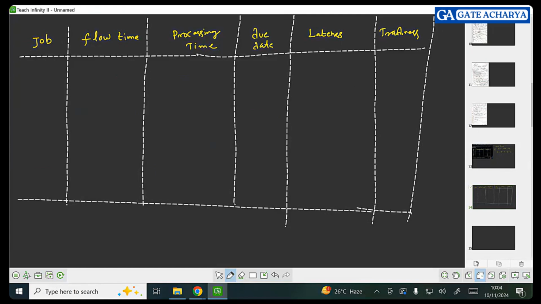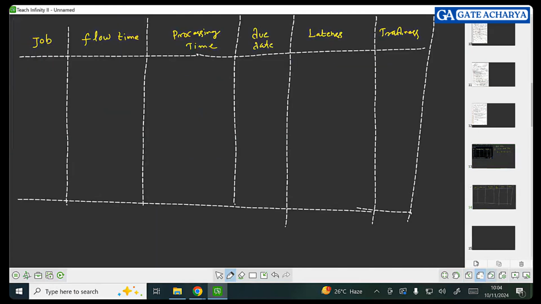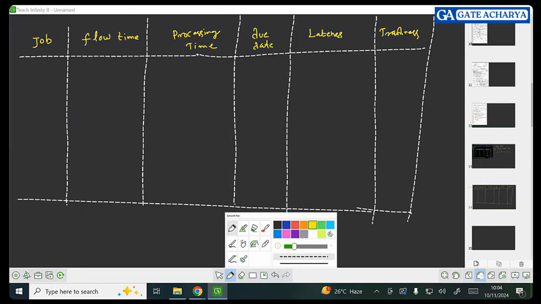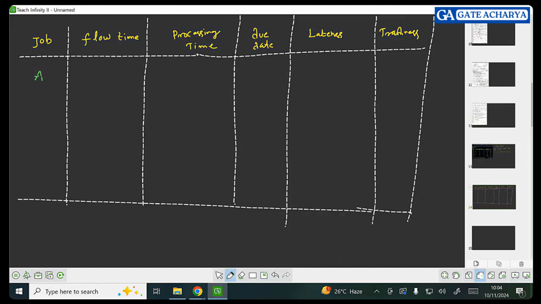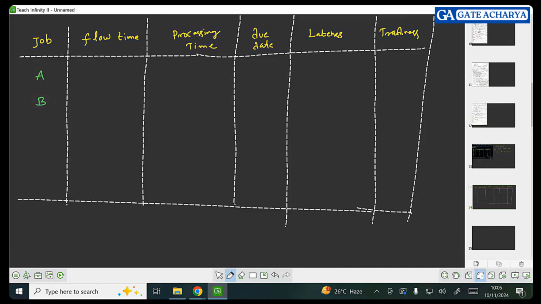Right. Now, what is the job sequence, guys? A, B, E, D, C. A, B, E, D, C. So now here my A, B. What is the sequence? E, D, and C. All right, guys.